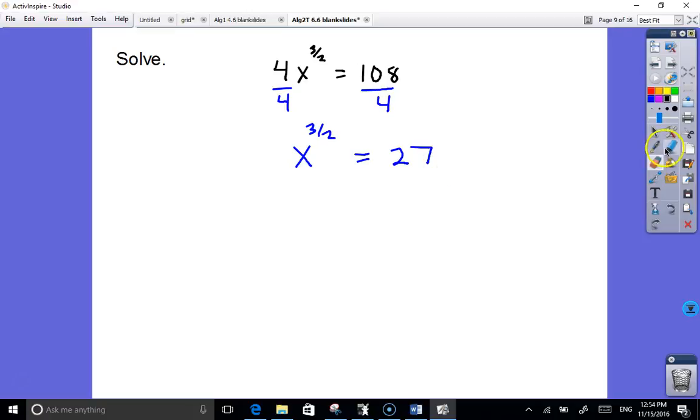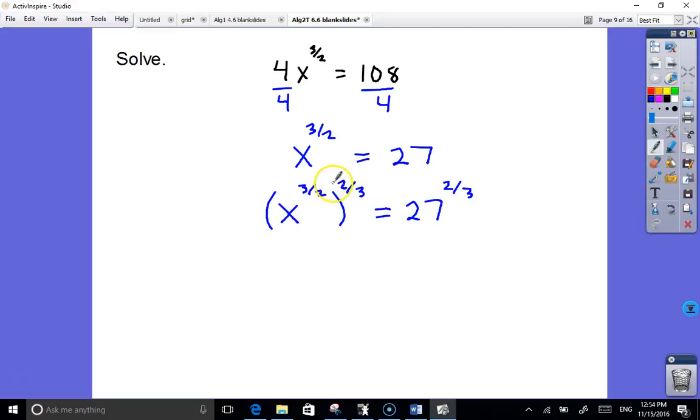Okay, now how do I undo raising something to the 3/2 power? You raise both sides to the reciprocal power, right? So it's x to the 3/2 to the 2/3 equals 27 to the 2/3. Whatever I do to one side, I got to do to the other.